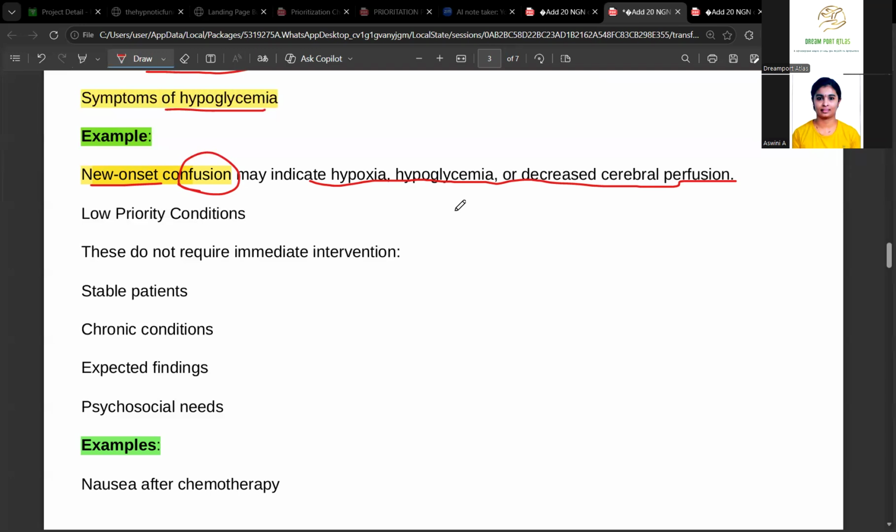Those are the less prioritized options as compared with airway, breathing, circulation. If any of the options shows the client is having decreased oxygenation, that is hypoxia, the hypoxia will be your highest priority.